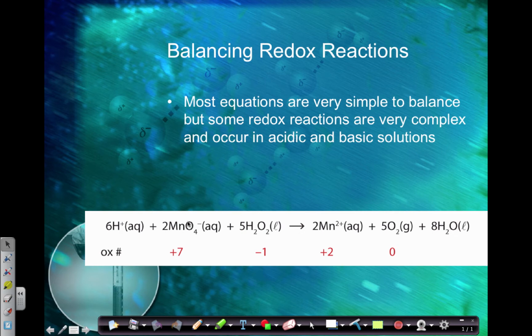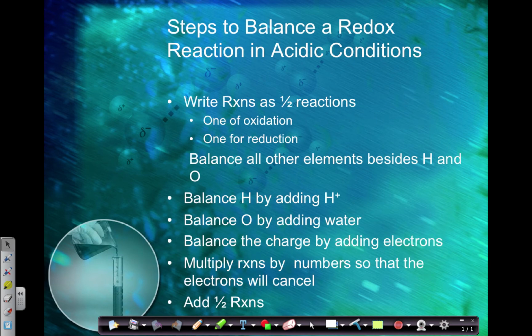but if you follow some steps and just go really slowly, make sure you double check every step, then it's not that bad. It's just that it can be a tedious process, but if you just follow all the steps, then it's fine. All right, so these are the steps to balance a redox reaction in acidic conditions. And if it's going to be in acidic conditions, they have to tell you or indicate that somehow. So here are your steps.